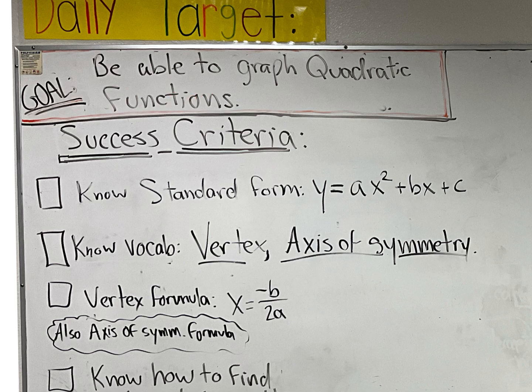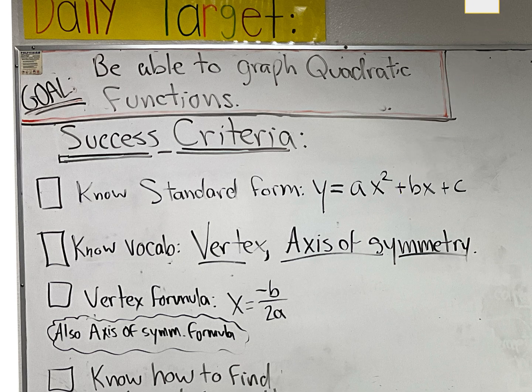How are we going to be able to do that? Our success criteria will be, first, you've got to know your standard form, y equals ax squared plus bx plus c, right? Sometimes you won't have a trinomial. Sometimes you may have just a binomial, right? Maybe you just have the ax squared plus bx. Or maybe you don't have a middle term. You might just have ax squared plus c. But those are still parabolas, right? Those are still quadratic equations.